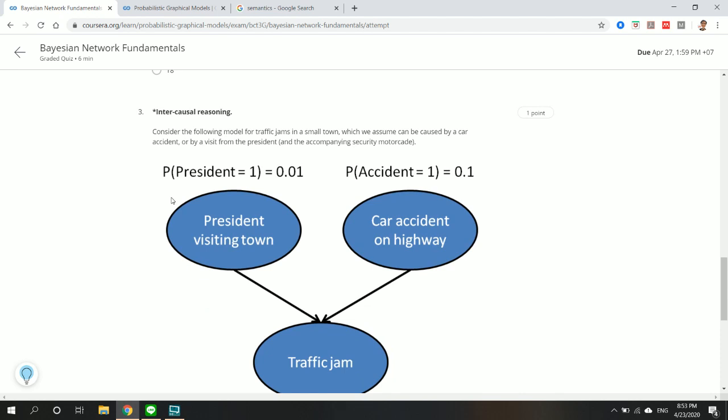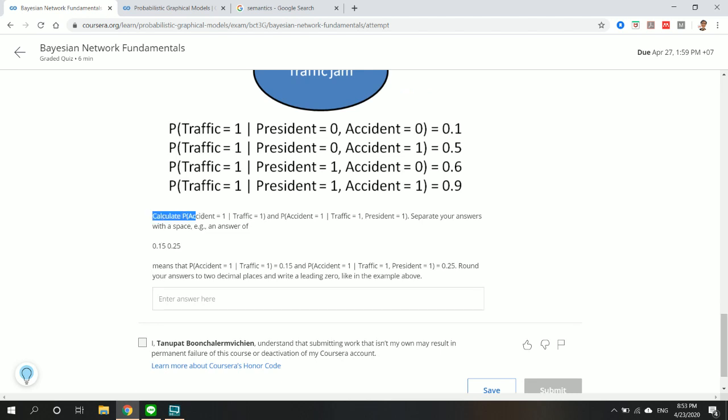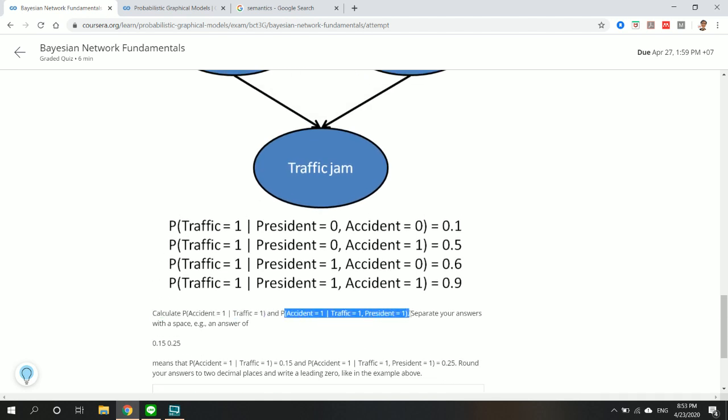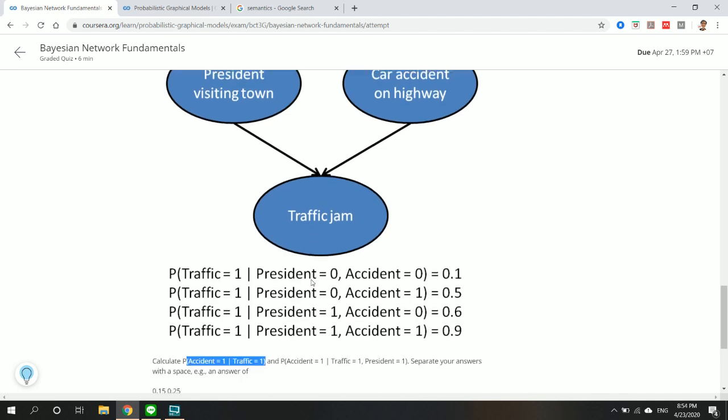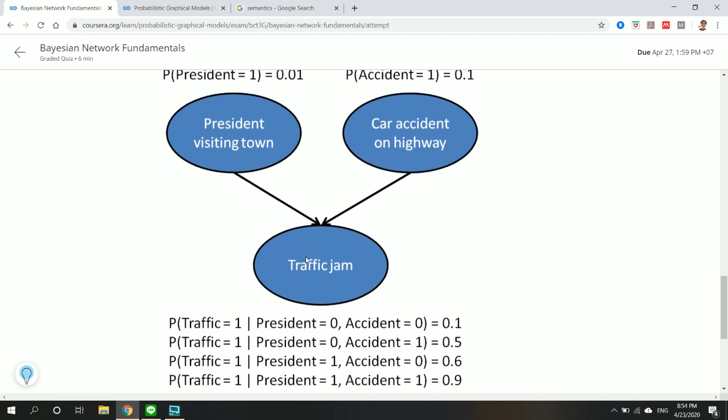Intercausal reasoning: consider the following model for traffic jam in a small town, which we assume can be caused by a car accident or by a visit from the president. Either one causes a traffic jam. We calculate the probability of accident given traffic, and accident given traffic and president.